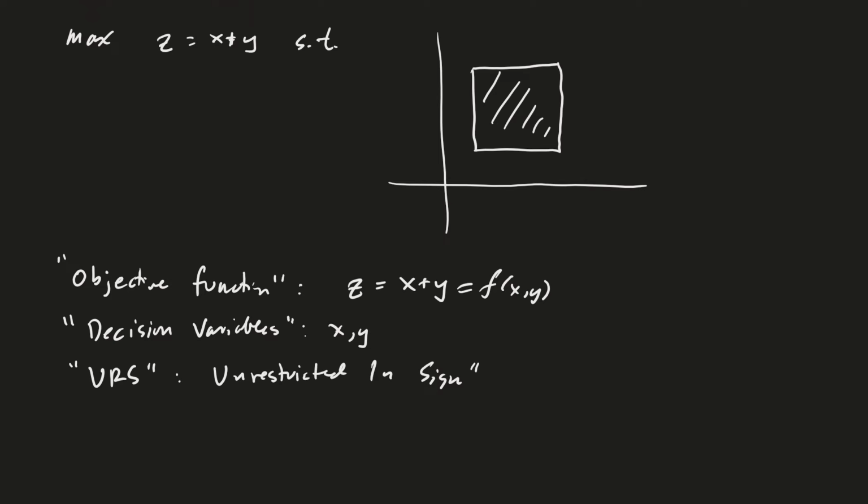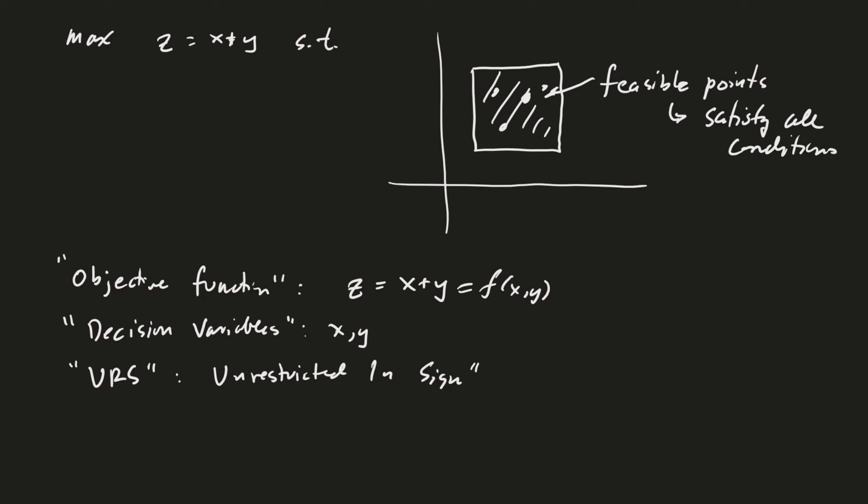Now, points that are inside of our domain are called feasible points. Okay, and algebraically, feasible points satisfy all conditions, right? If you plug in those numbers for x and y, you would get a true statement, for example.